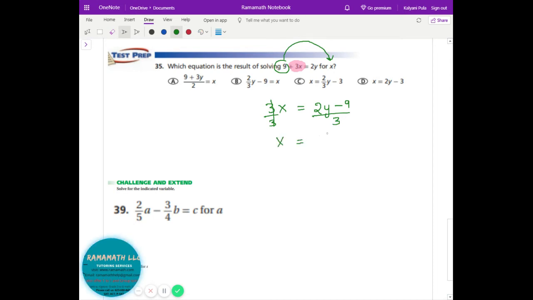But the problem is I don't see an answer like this. I see one like A, but 9 plus 3y. It doesn't match, so I have to simplify something.